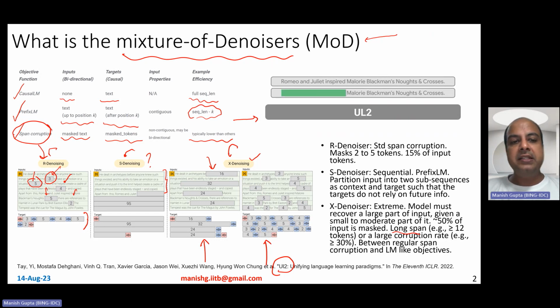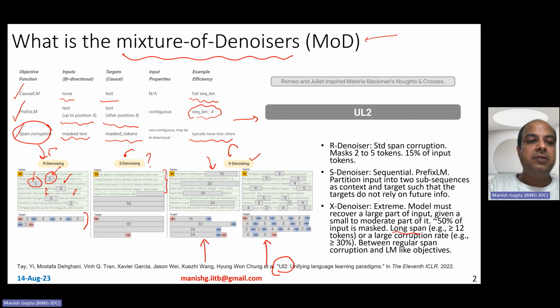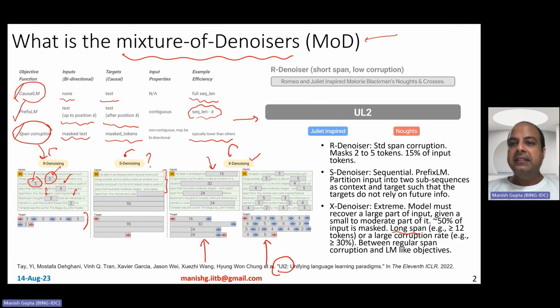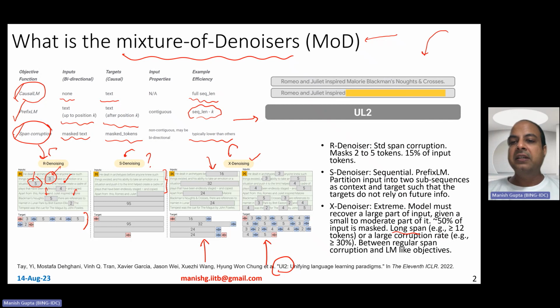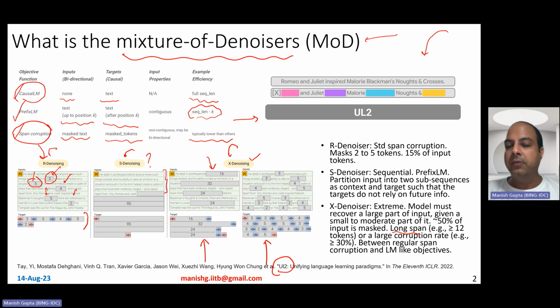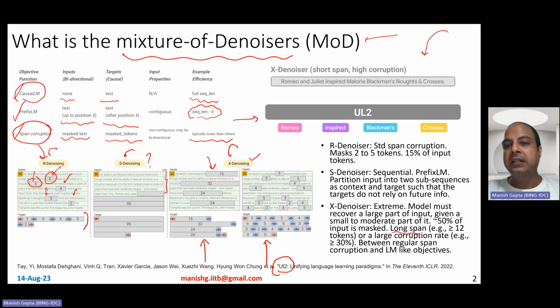So extreme denoising can be considered as something in between span corruption and causal language modeling, because causal language modeling is like the full sequence length that has to be generated. But in span corruption, well, 15% of the tokens are masked. Right? So X denoising is something in between. These three denoisers are also shown in the animation here, as you can see. So this is S denoising being done. So you mask out the second part and then you try to predict the output. X denoising, some parts, large parts are masked out, right? Or large number of tokens are masked out, as you see, right?